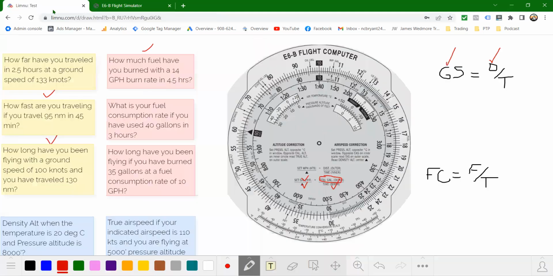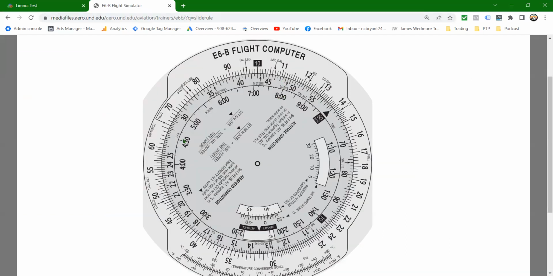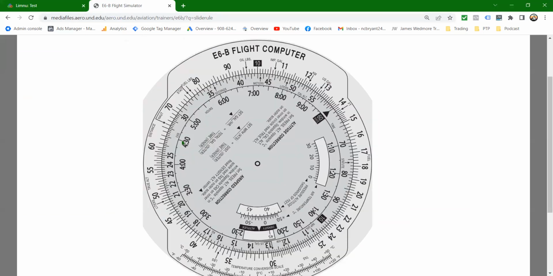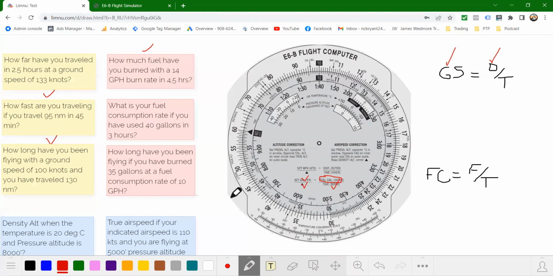So we line that up with 14. Then we have 4.5 hours. Let's find 4.5 hours. Right here, 4:30. And then we read off like we did before with distance, but this time it's gallons on the outer scale. So if we come out here, it's 60 here, and then 1, 2, 3. So 63 gallons. Always ask yourself, does that make sense? If you're burning 14 gallons per hour in 4.5 hours, does 63 make sense? To me, yes, it does.